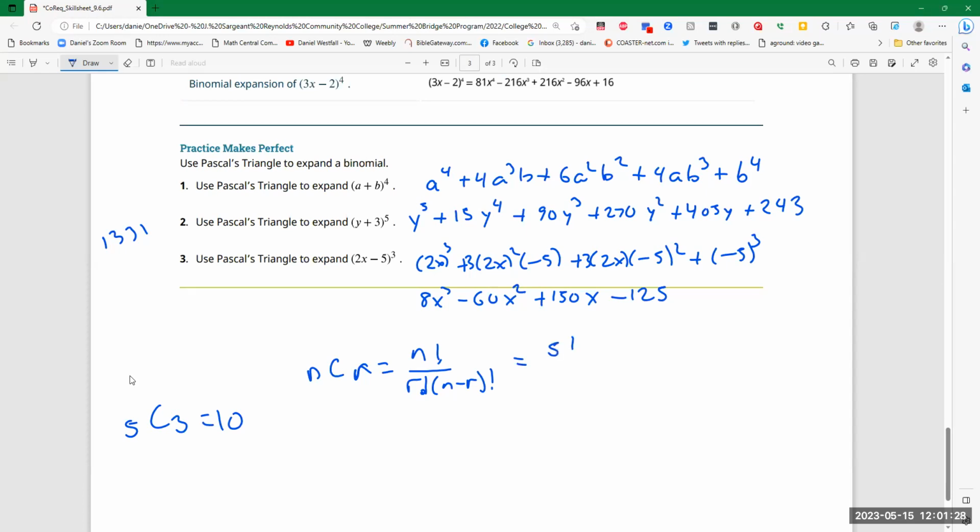So 5 factorial over 3 factorial times 5 minus 3 factorial is 5 times 4 times 3 factorial over 3 factorial times 2 factorial. Those will cancel. 5 times 4 is 20. 2 factorial is 2. 2 goes into 20 10 times, and the answer was 10. You can just imagine how much better this is if you don't have a calculator.